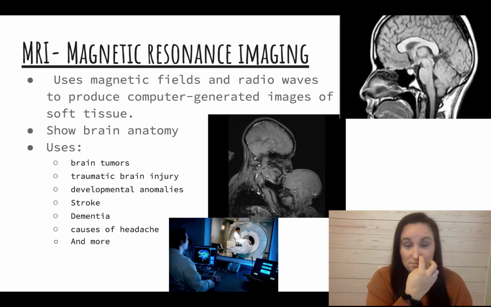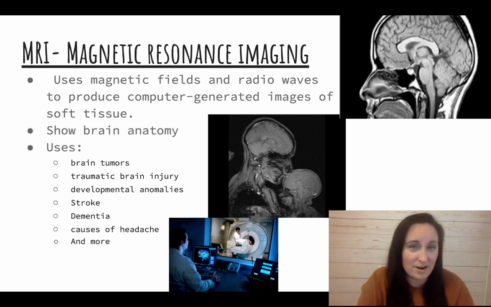This one, an MRI, is a very common tool that is used. You might have had an MRI done on some part of your body. So an MRI for the brain uses, just like all other MRIs, magnetic fields and radio waves to produce this computer-generated image of the soft tissue. So it's much more detailed than a CT scan.